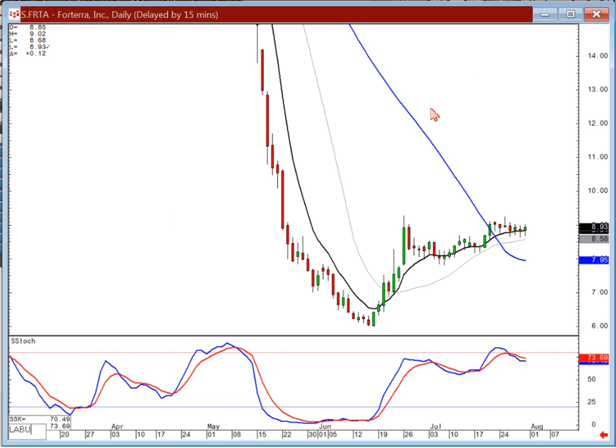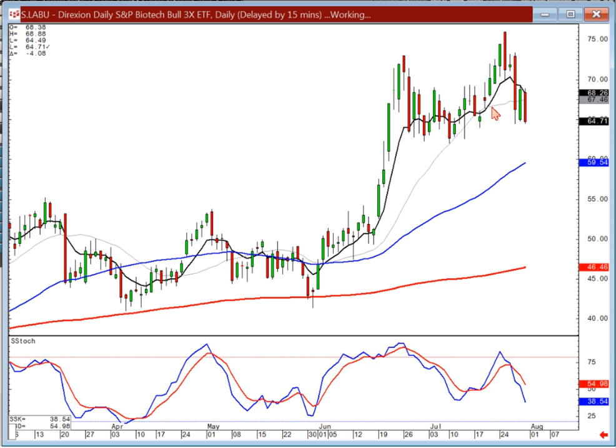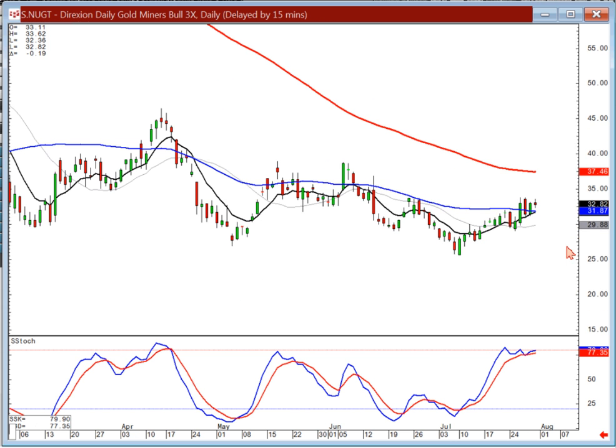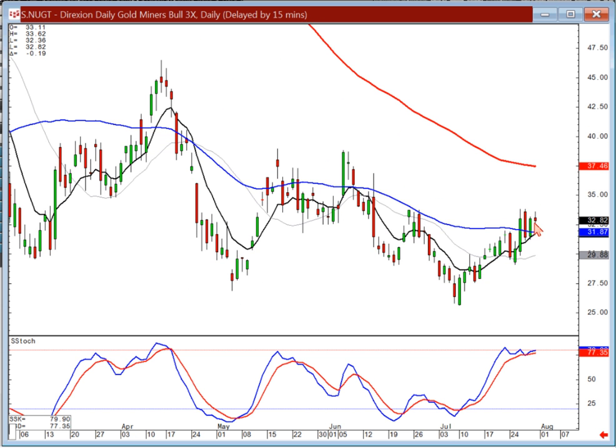Okay, the biggies, like Labu, you can see where it's going. Absolutely nowhere right now. So that tells you that the biotechs probably aren't great buys at this point. On the other hand, you've got Nugget, kind of lollygagging today, but you can see that it's coming back up. It's up through the 50. I would suspect it's coming back up to the 200, which would be kind of equivalent to this little resistance level.